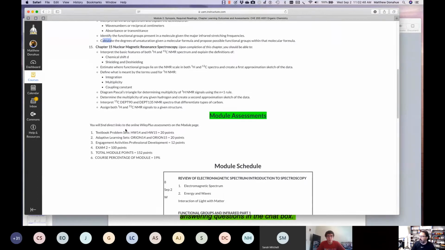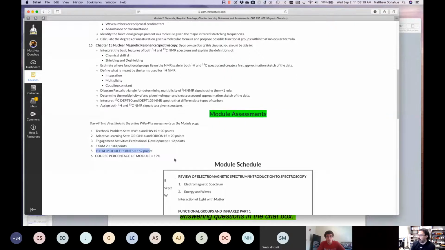So our assessments, we have, again, 2 problem sets, homeworks 14 and 15, each worth 10 points. 2 adaptive learning sets, each worth 10 points. You'll have different engagement activities. You'll have an exam. So your course total module, you add all that stuff together, it's about 152 points, and it's about 19% of your grade. So again, there are 5 modules, each about 20% of your total grade.